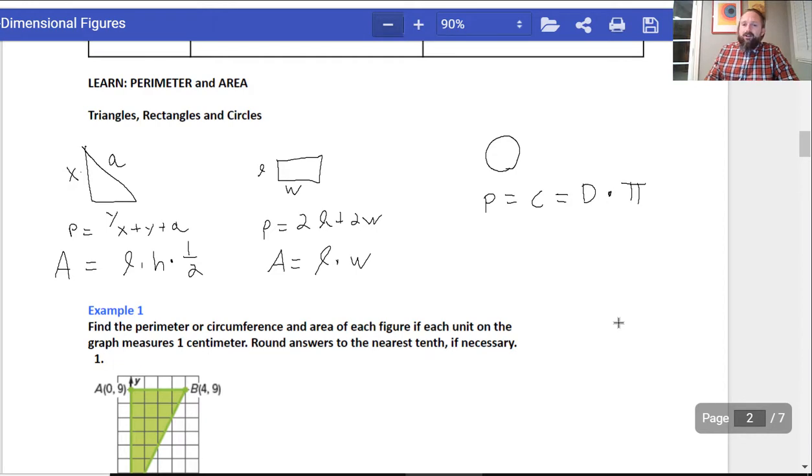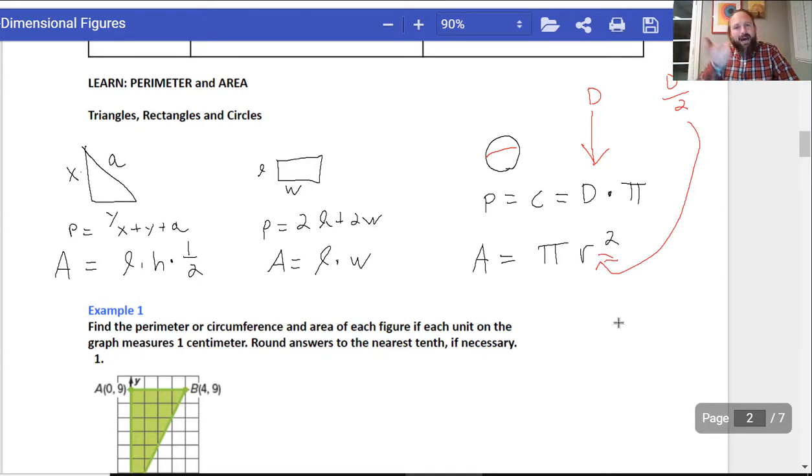Now the area of a circle, if you remember from your 6th grade class, is equal to pi r squared. The key is you need to figure out the diameter. Once you figure out the diameter, you can find the radius by dividing by 2, and then you can figure out the area by doing pi r squared. There you go. All right, guys, let's jump in and do 1, 2, and 3 in 3, 2, 1.